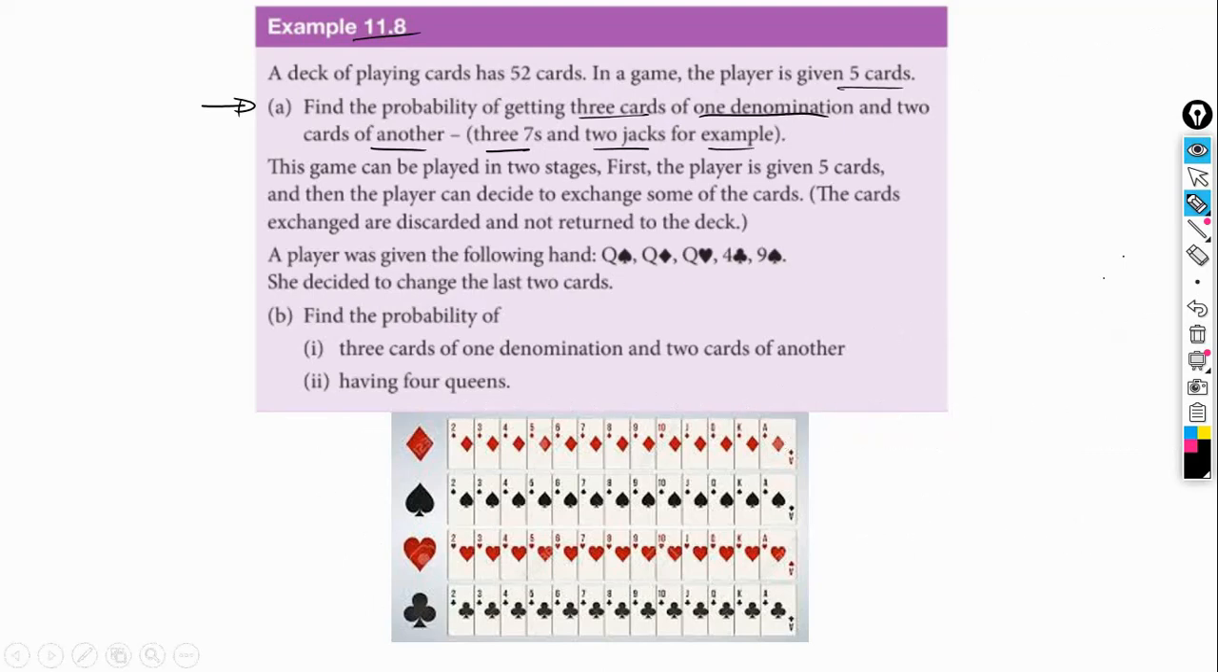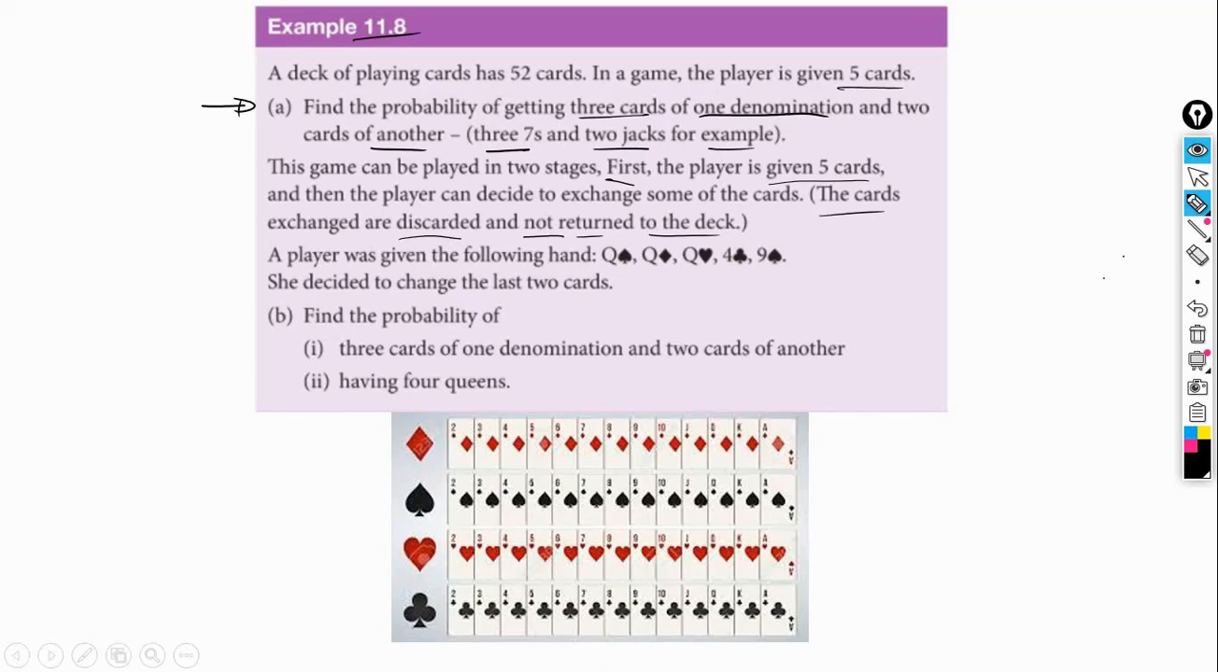It says this game can be played in 2 stages. First, the player is given 5 cards, and then the player can decide to exchange some of the cards. And they put a note here: the cards exchanged are discarded and not returned to the deck. This is very important, not returned to the deck. A player was given the following hand: Queen of Spades, Queen of Diamonds, Queen of Hearts, 4 of Clovers, and 9 of Spades. She decided to change the last 2 cards.